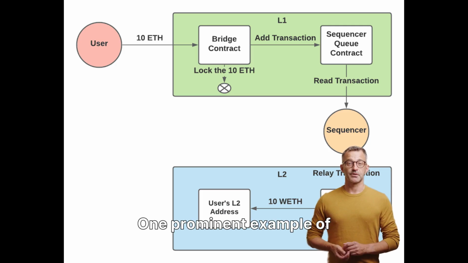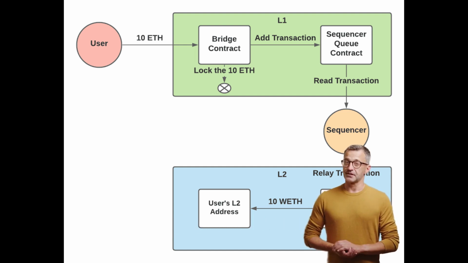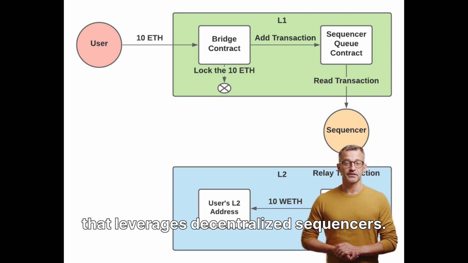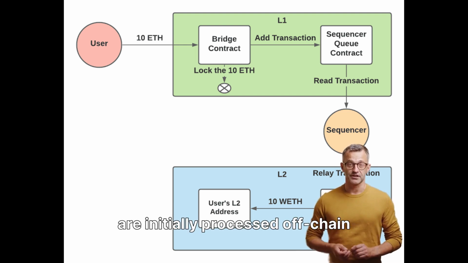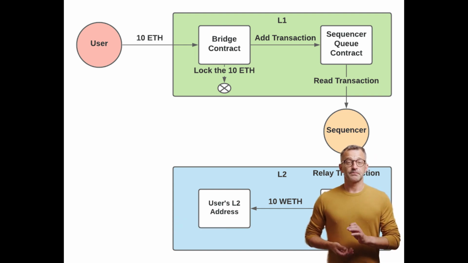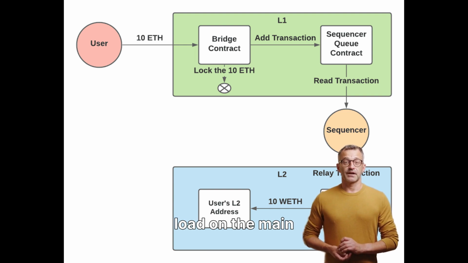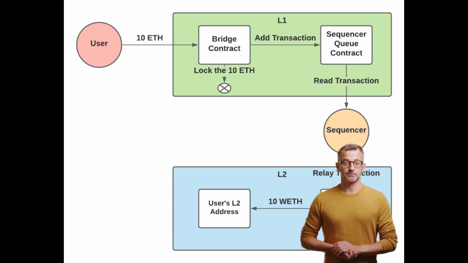One prominent example of this technology is optimistic rollups, which are a type of L2 solution that leverage decentralized sequencers. In optimistic rollups, transactions are initially processed off-chain and then bundled together and submitted to the Layer 1 chain. This method reduces the load on the main blockchain while maintaining the integrity of the data through periodic checks.